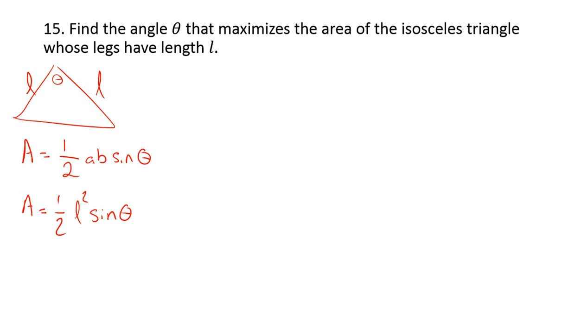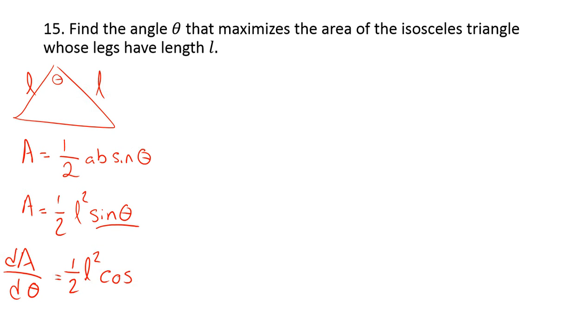Now, since we don't have those actual numbers, our answer is going to have L in it. Okay, and L is not our variable. Theta is our variable. So now when we take the derivative of this, we're taking dA over d theta. So that means we're going to keep this 1/2 L squared in front. That's not changing. It's not our variable. It's our constant.